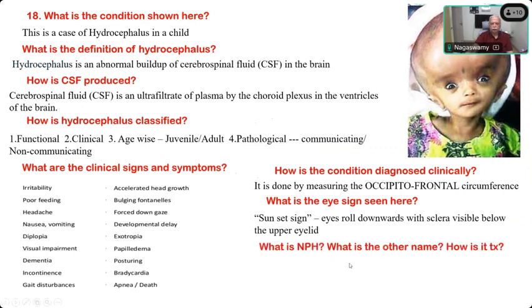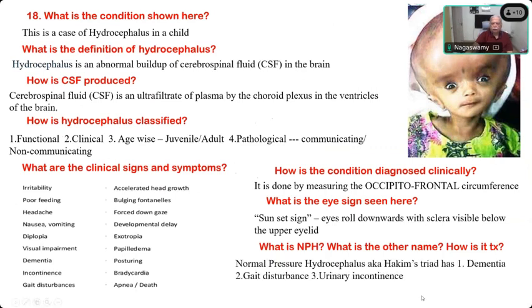What is NPH? What is the other name for that? How is it managed? Normal pressure hydrocephalus. Other name for that is Hakim's triad also. The features are dementia, gait disturbance, and urinary incontinence. It is treated by a shunting procedure. Even though pressure is normal, you have to divert the pressure.